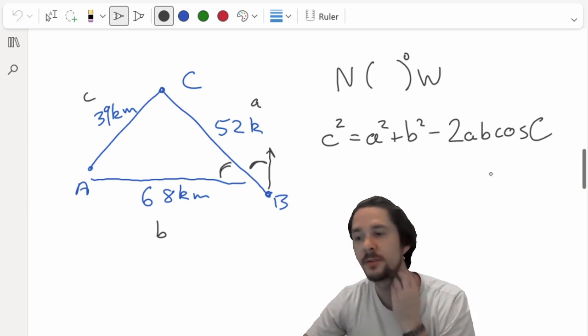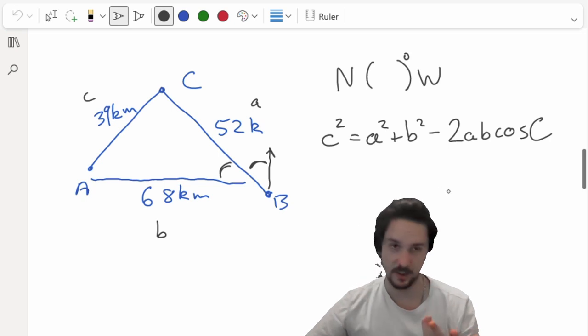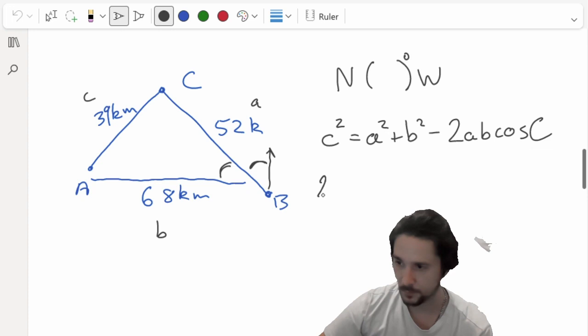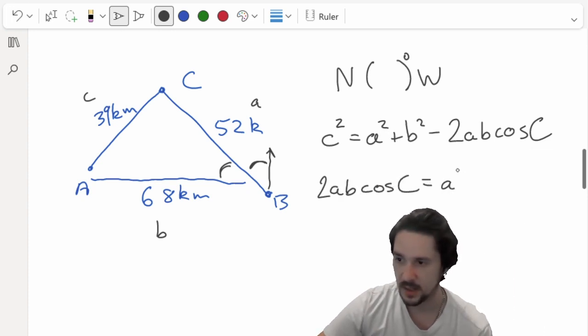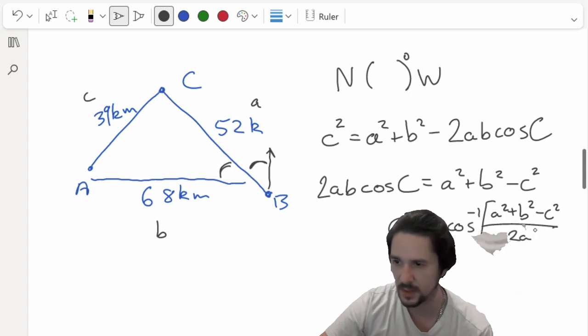I'm going to move the negative 2ab cos c to the other side and move the c to the other side because we want eventually to have that cos c be positive. So I'm going to say 2ab cos c equals a squared plus b squared minus c squared. And so c is going to be equal to cosine inverse of a squared plus b squared minus c squared all over 2ab.